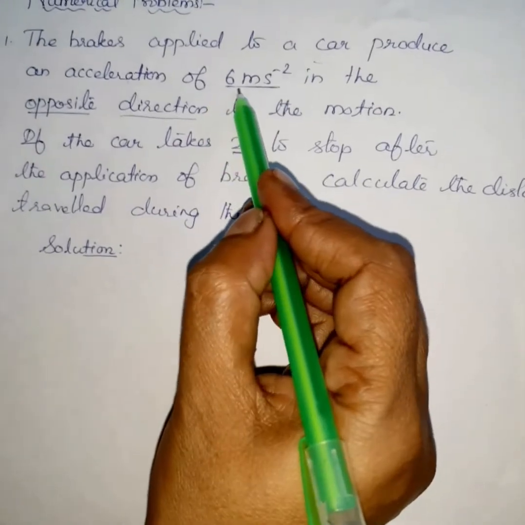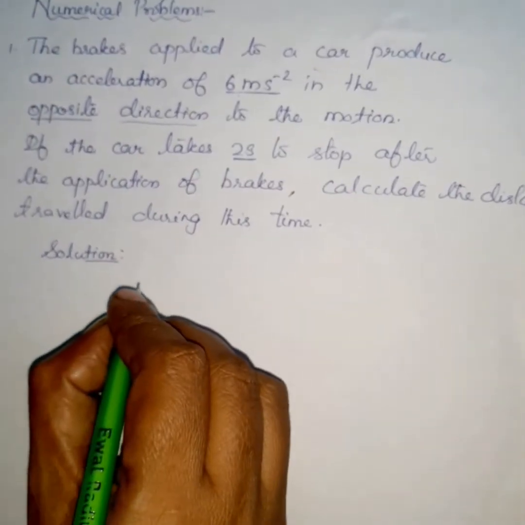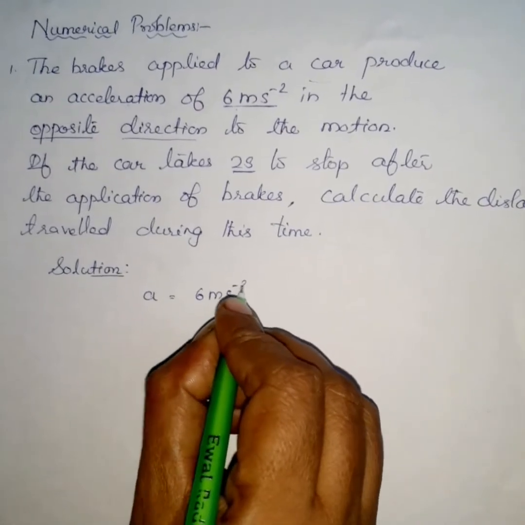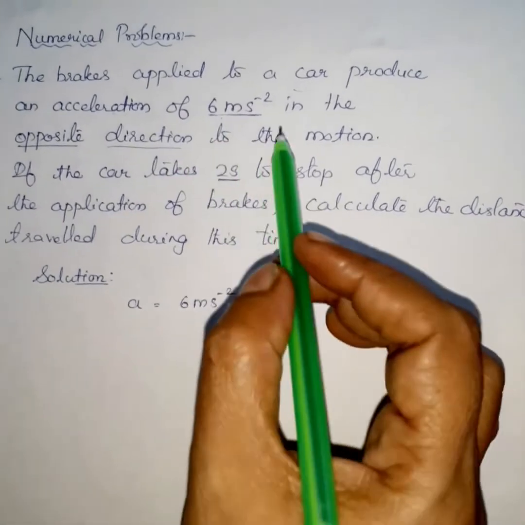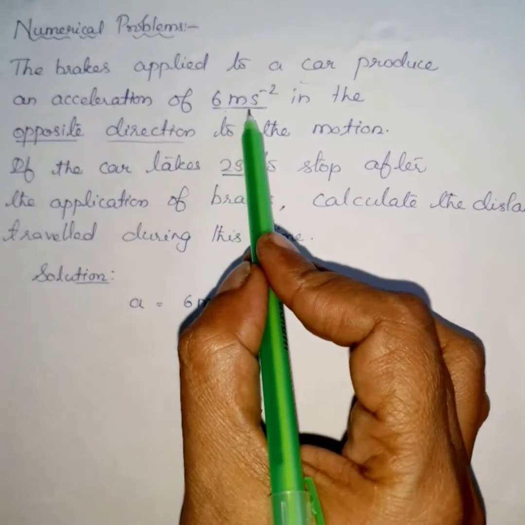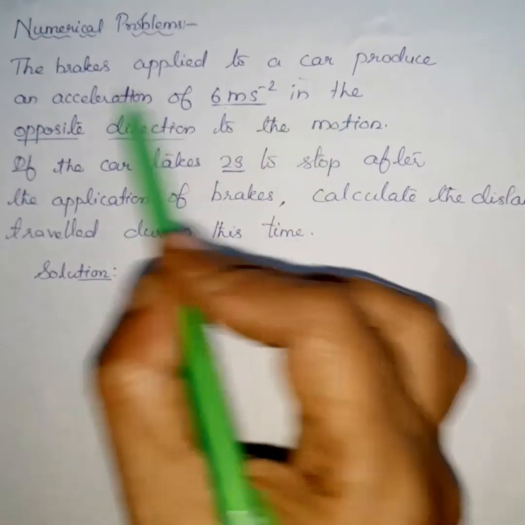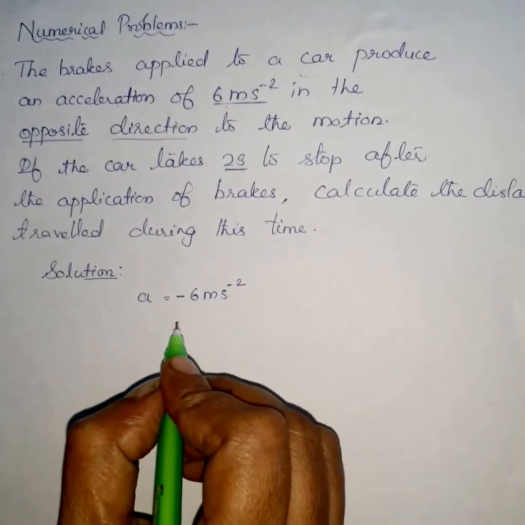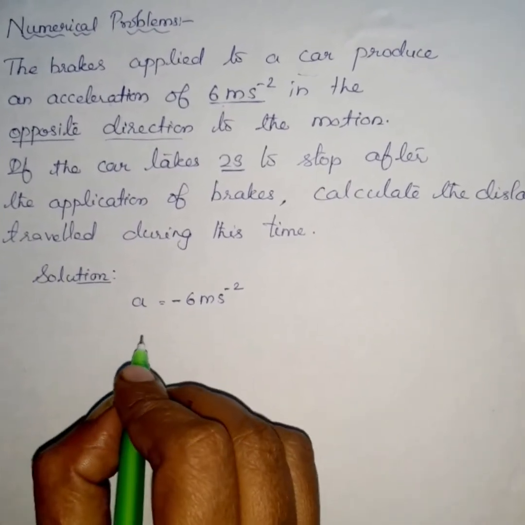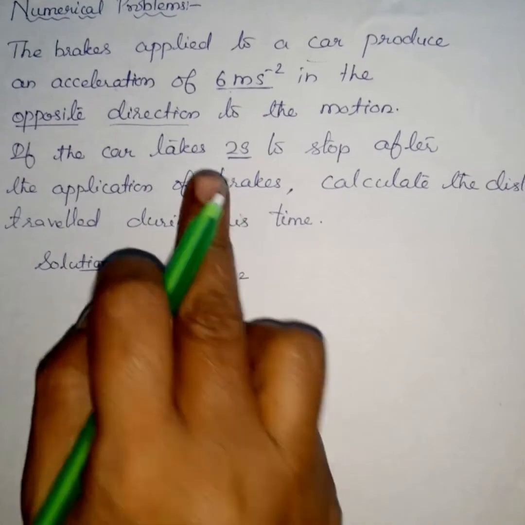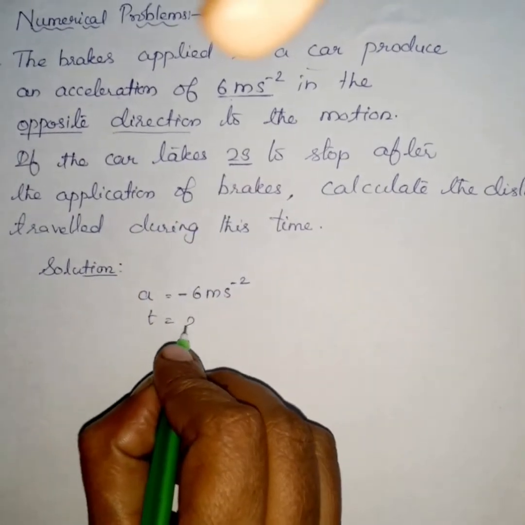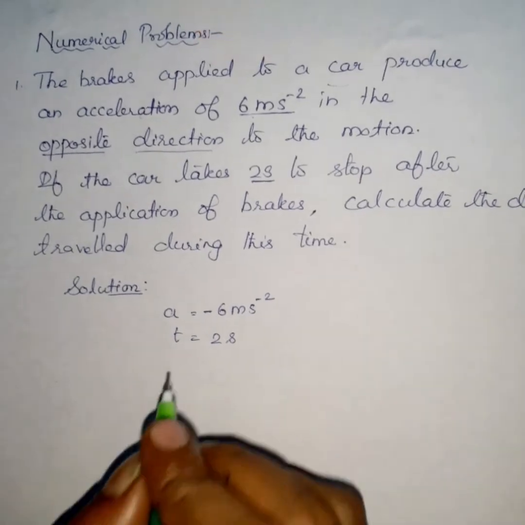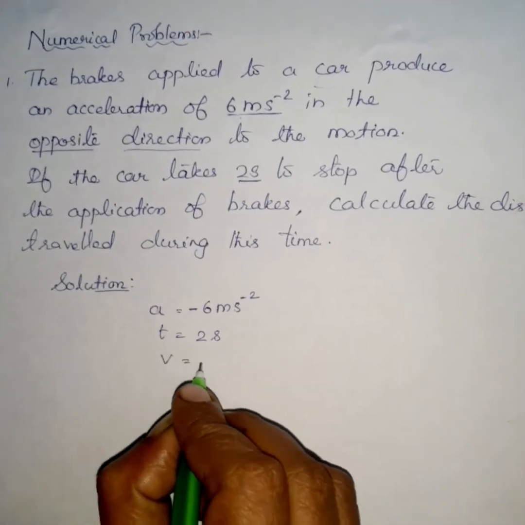Acceleration is equal to 6 meters per second power minus 2. Here listen, 6 meters per second power minus 2 in the opposite direction. So now you write the negative sign. Okay, opposite direction. Time is equal to 2 seconds. And final velocity v equal to 0.